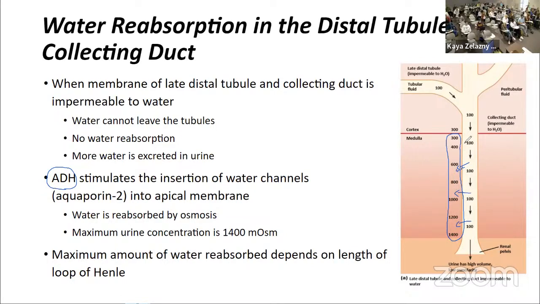So we're going to see that same sort of situation that we saw in the loop of Henle, right? We're going to start to try to come to equilibrium with this extreme osmolarity of the medulla. So the maximum urine concentration, the most osmolar urine you can have, is the same as our maximum values here at the deepest parts of the medulla. Okay. So the maximum amount of water that gets reabsorbed is going to depend on the length of the loop of Henle, because that's how deep we're going in the medulla, and that loop of Henle is setting up this gradient.